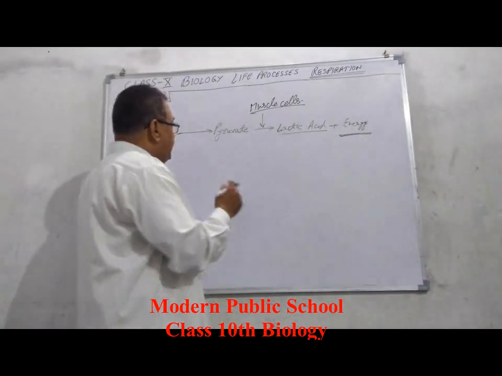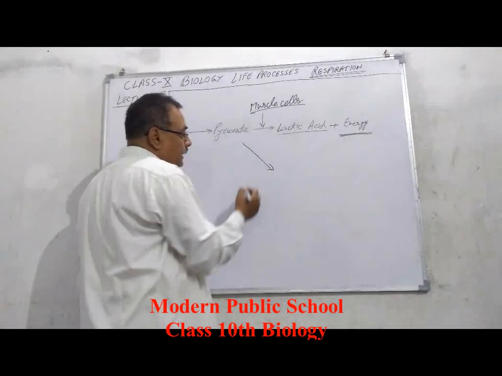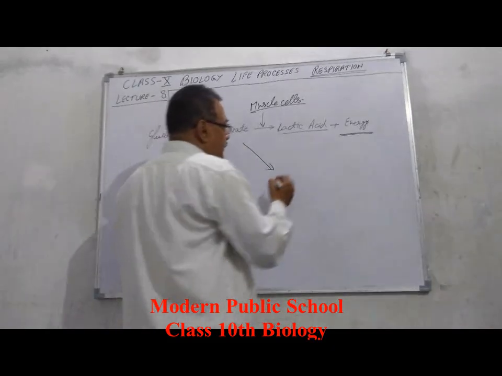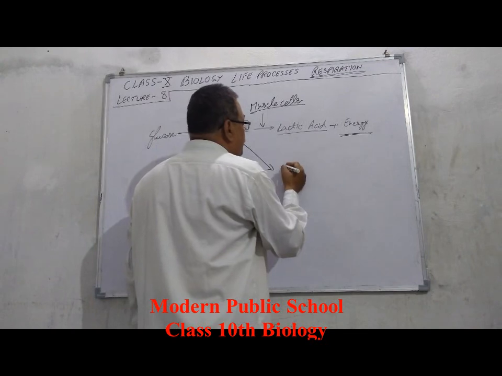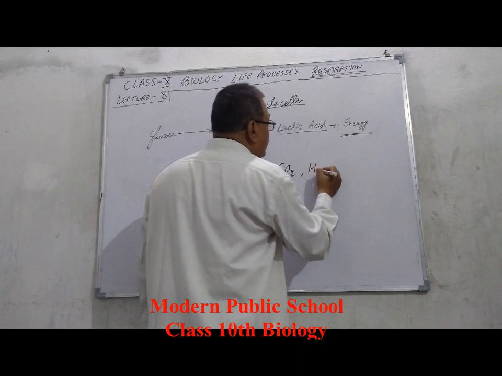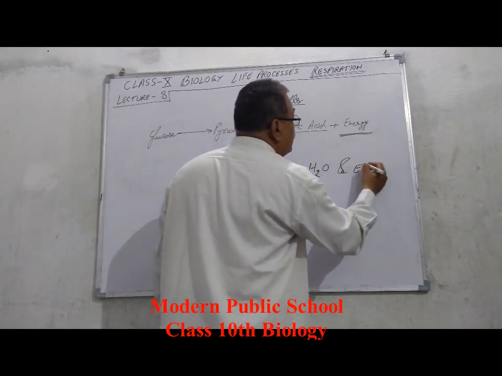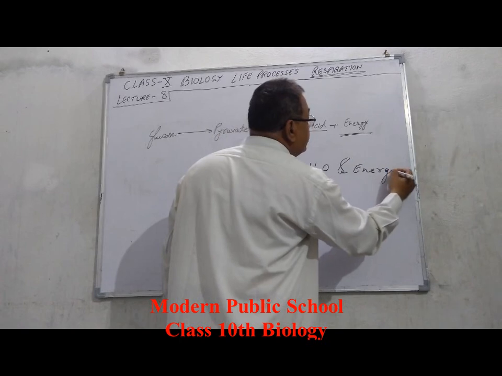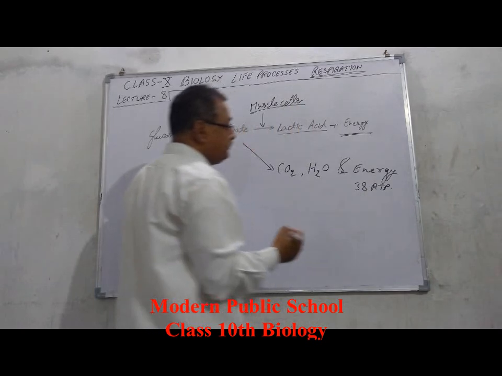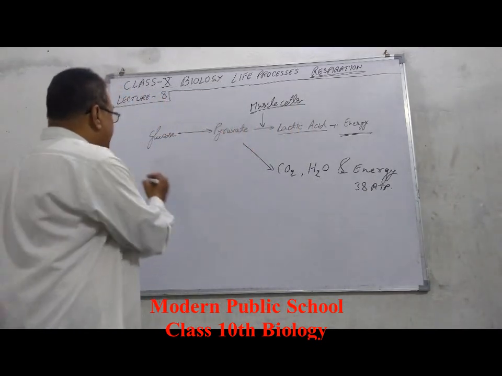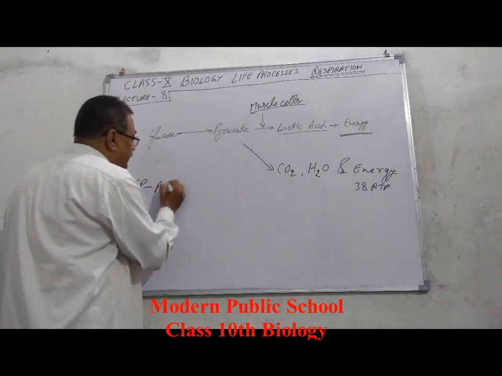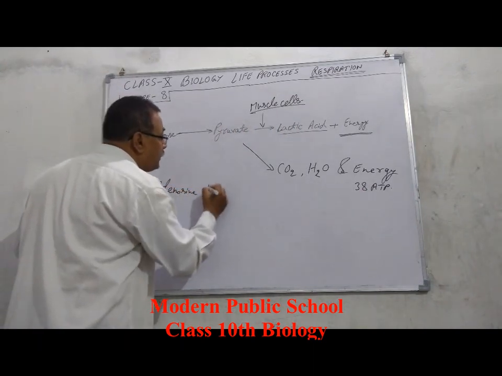Generally, in aerobic forms of life, like animals, plants, etc., this pyruvate produces carbon dioxide, water, and much more energy, that is 38 ATP. ATP is adenosine triphosphate.